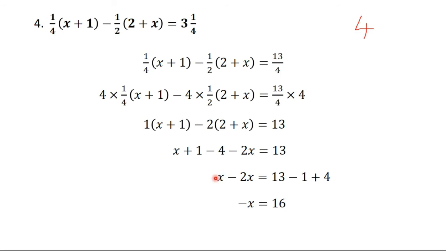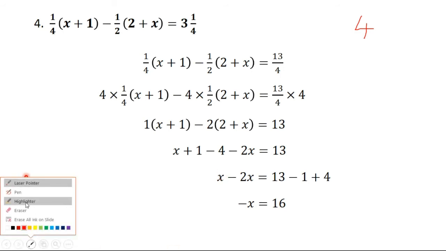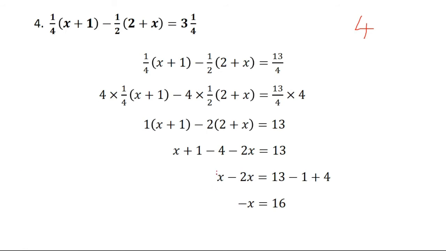From algebra, we know that x is the same as 1x. So, x here is the same as 1x. So, if you have 1x minus 2x, we are going to have minus 1, because 1 minus 2 gives us minus 1. So, we are going to have minus x.